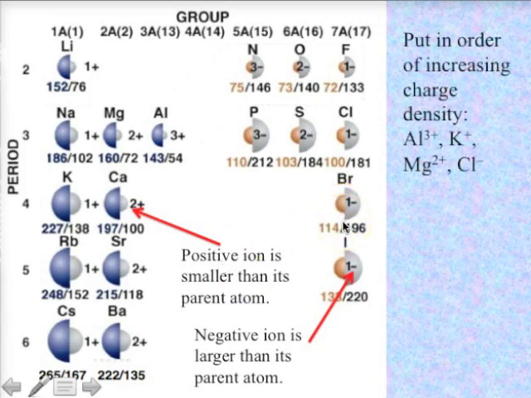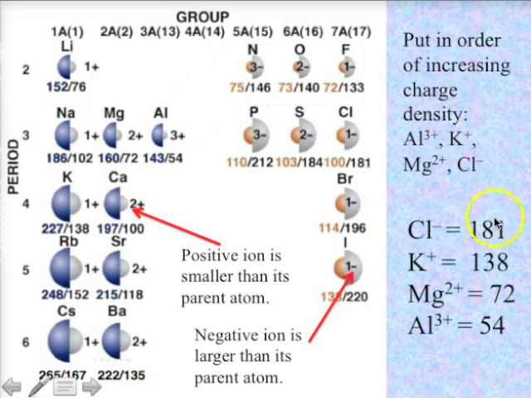So we get a question: put in order of increasing charge density. And we have aluminum as a 3+, potassium as a K+, magnesium 2+, chloride as a -1. Can you do that? Well, just think about it. Chloride has a size of 181, and it is a negative ion, a -1 ion. And its size is 181. Charge over size is the charge density.